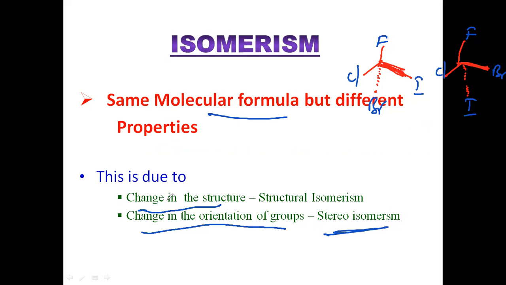We have already studied the change in structure and the change in orientation in earlier classes, in organic chemistry. Now today we are going to discuss structural isomerism and stereoisomerism in the case of inorganic coordination complexes. So let us understand one by one.